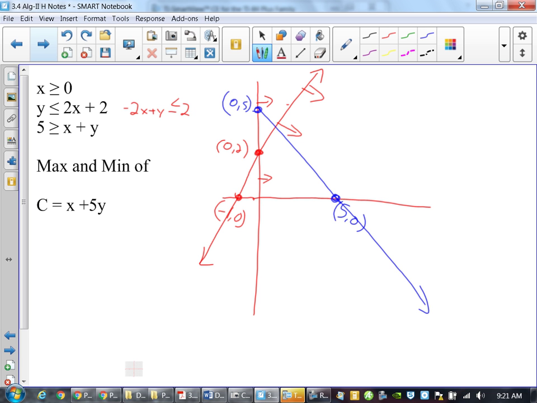What's 0 plus 0? 0. Is 5 greater than 0? Yes. So I'm moving backwards again. So I have one intersection point here that I have to find.